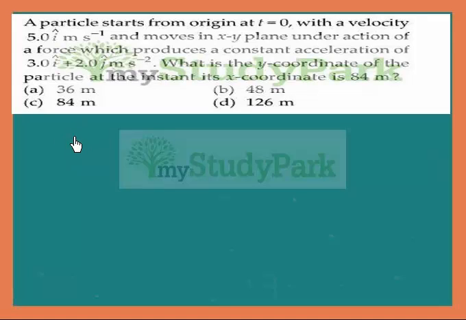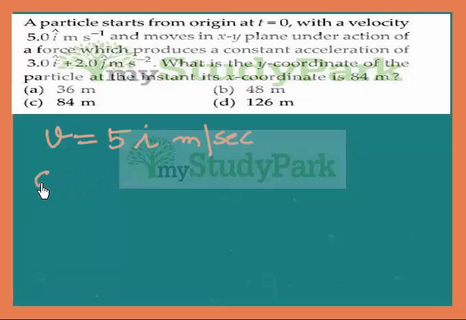A particle starts from rest at t equals 0, at the origin, with a velocity of v equals 5 meter per second and moves in the xy plane under the action of a force which provides a constant acceleration of 3i plus 2j meter per second squared. So let us note that down. At time t equal to 0, velocity v is 5 meter per second, and it is in the x-axis direction. So it is 5i meter per second because it's along the x-axis.